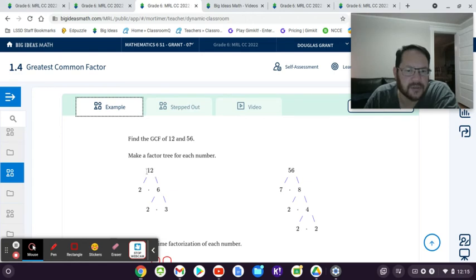So if you break down 12, that's 2 times 6. They should circle the 2. I don't know why they didn't circle the 2. And then 6 can be broken down to 2 times 3. So the prime factorization of 12 is 2 times 2 times 3. And then you also break down 56. You can look at it and see how they did that.